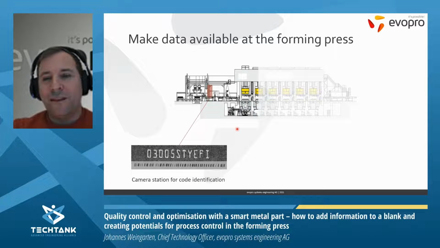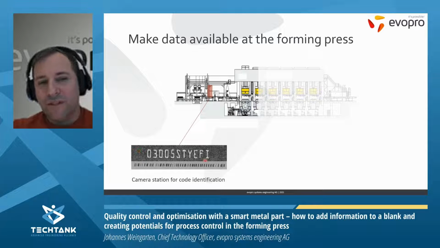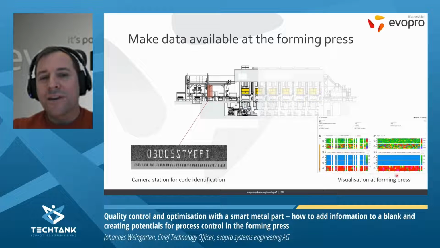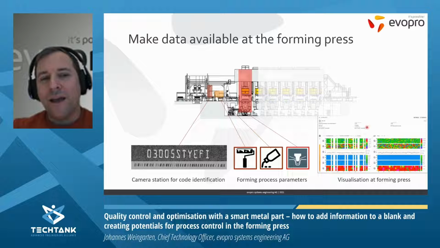So to make the data available, there must be something to read out, for example, the laser marking or the barcode from the Eurofair, and then you can have a visualization where you directly see in real time what my material parameters and process parameters are. Of course, when you have identified each blank, you can add a lot of different information, like the cross brush, the spot oiler, like all the different configurations from the deep draw stage.